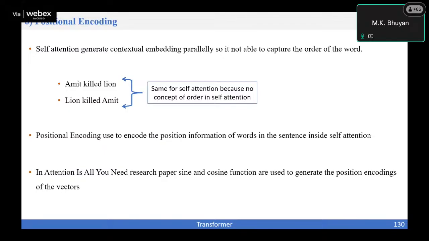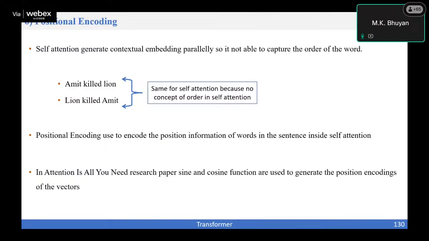So Omid kills lion and lion kills Omid. So the meaning is completely different. That is why the position of Omid and the position of the lion in the sentence, that also we have to define. And that is done by considering the positional encoding. So without the positional encoding, if I use only the self attention, then these two cases cannot be distinguished.